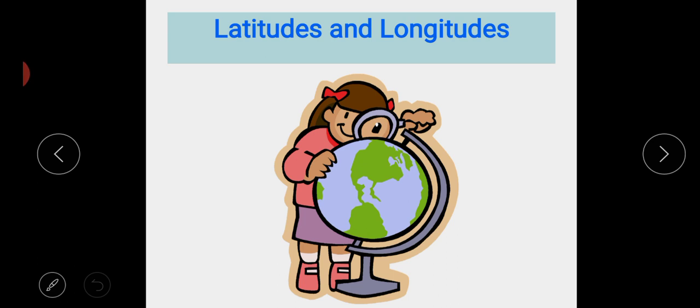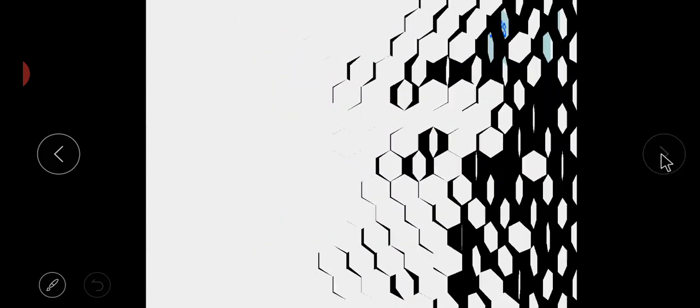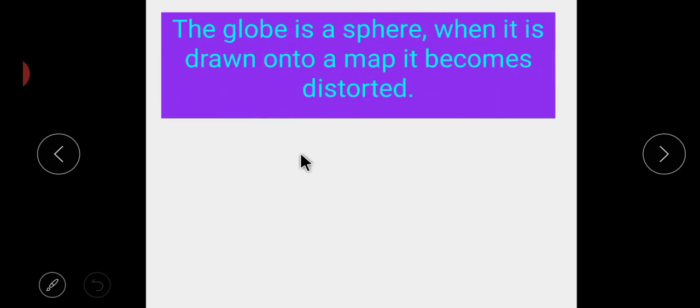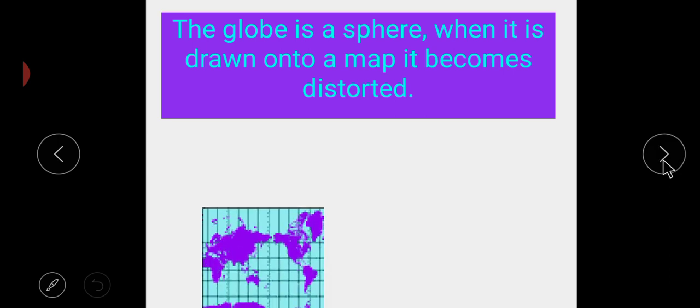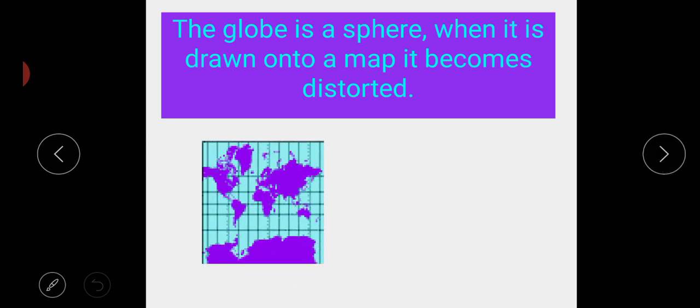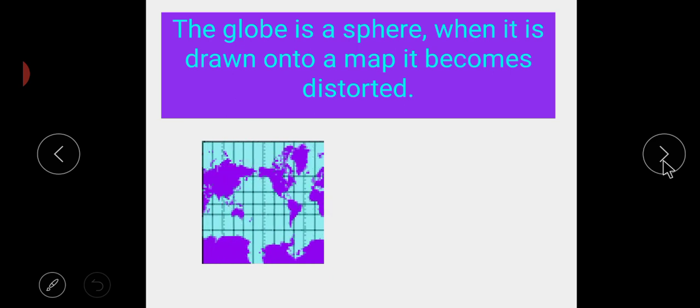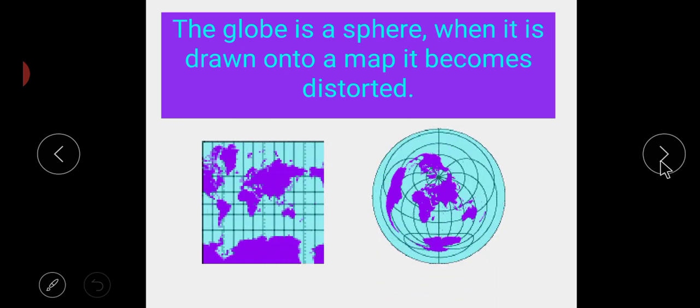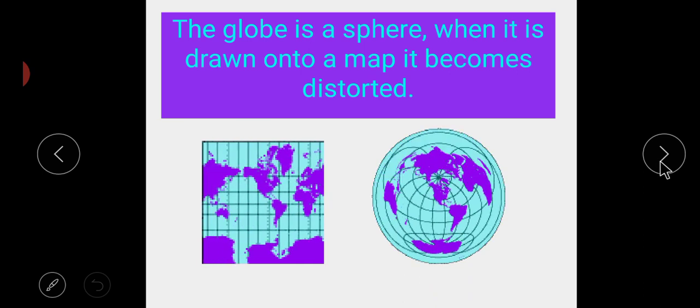Today we are going to revise our chapter number 2, that is latitudes and longitudes. Now see, the globe is a sphere. We know the shape of the globe because it is a small model of Earth. But when it is drawn onto a map, it becomes distorted. Distorted means out of shape. You can see when we draw it on a map, this is not the actual shape of the Earth. Yes or no? This is not the actual shape. This is the actual shape of the Earth, which is in the form of the globe we are having.